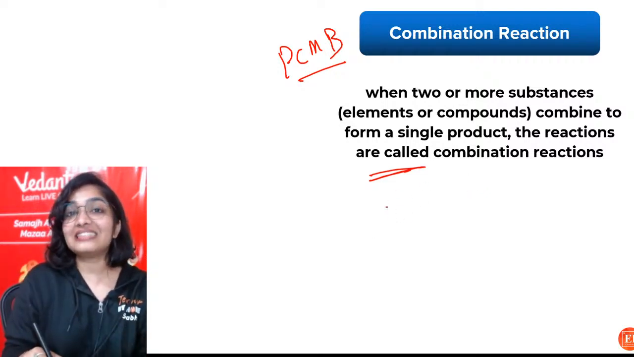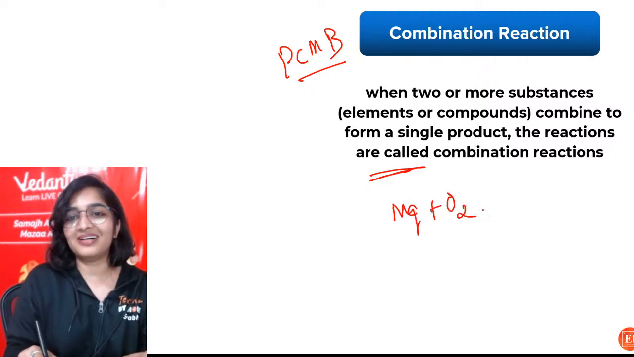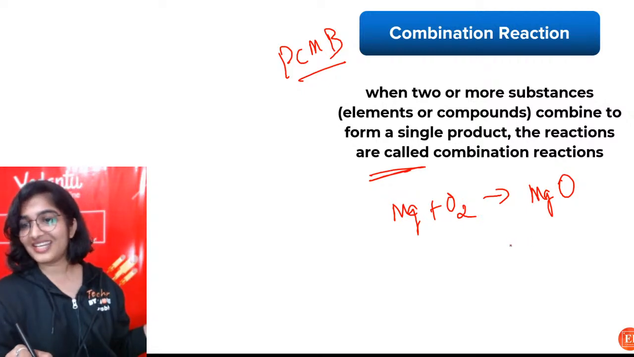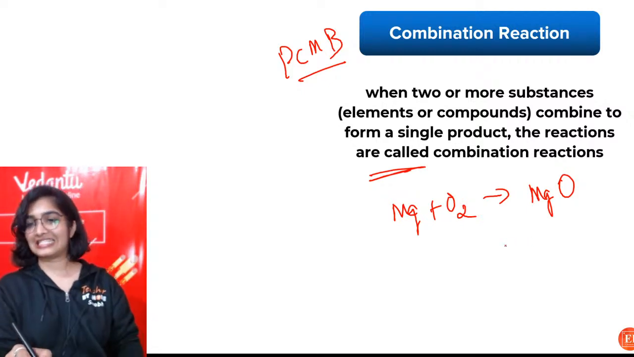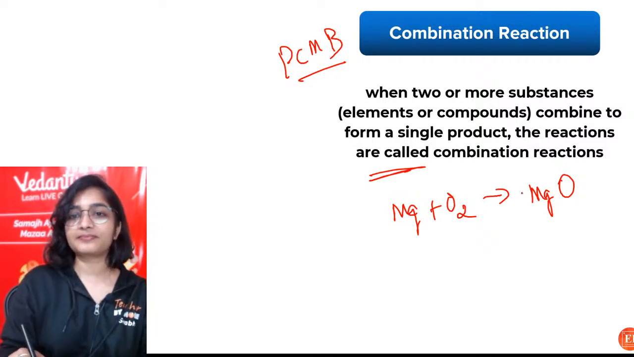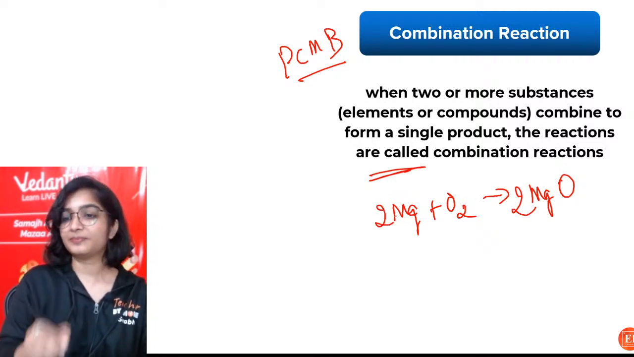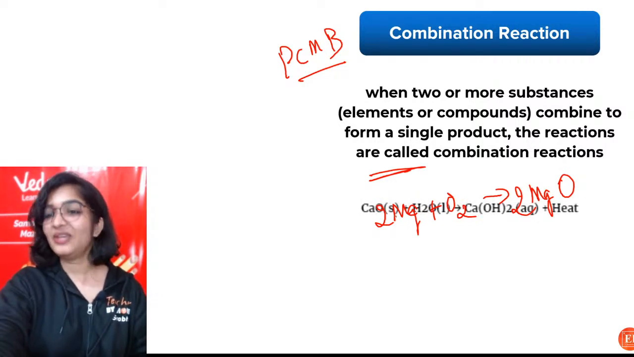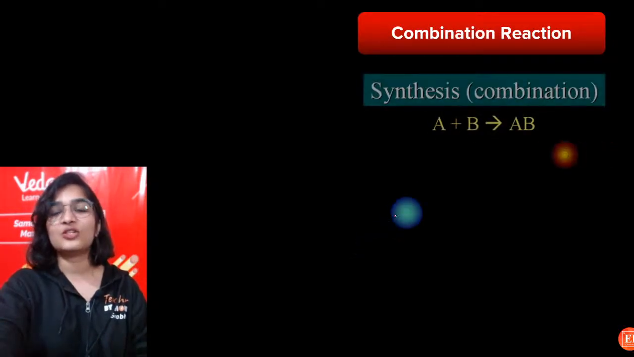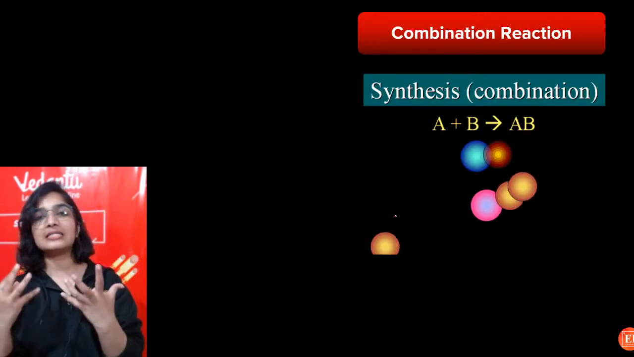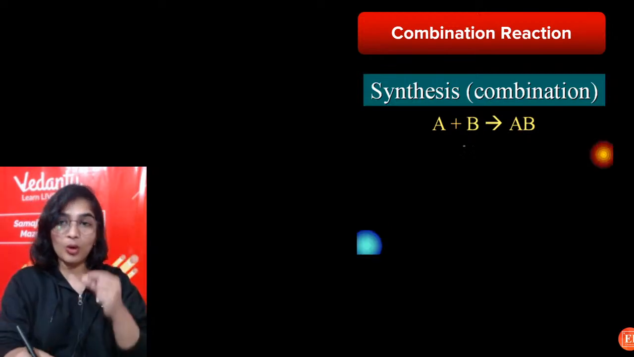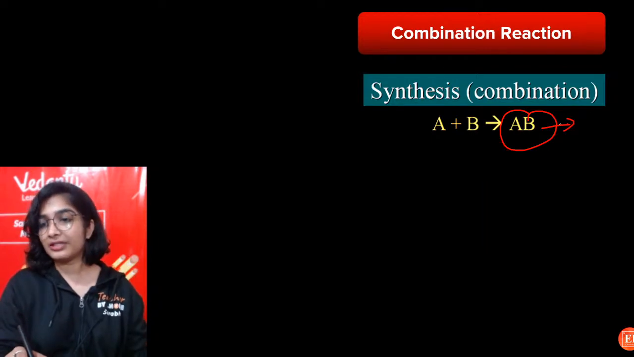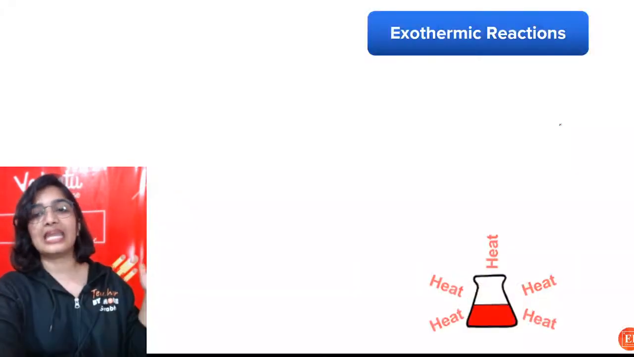Okay. So let's see magnesium plus oxygen. This is a combination reaction, right? Let me just balance it. You understand? You can revise it, antimony. A combination reaction is also called a synthesis reaction, because you will always get a single product out of this reaction. So A plus B, you will get AB.